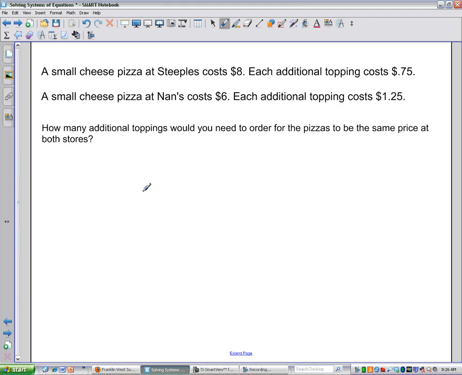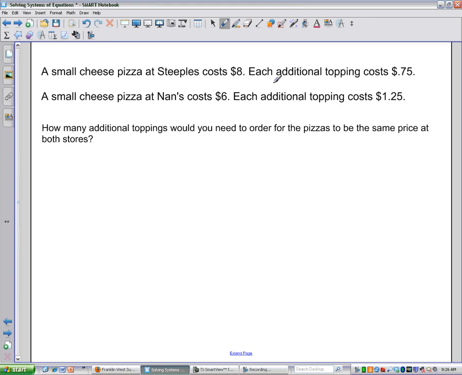So the situation is that a pizza at Steeples is $8, small cheese, and when you get extra toppings, it's 75 cents an extra topping. So depending on what you like on your pizza, it costs you more than $8. Now at Nan's, a small pizza costs $6. Okay, but the additional toppings are $1.25 each, and these are just made-up numbers.